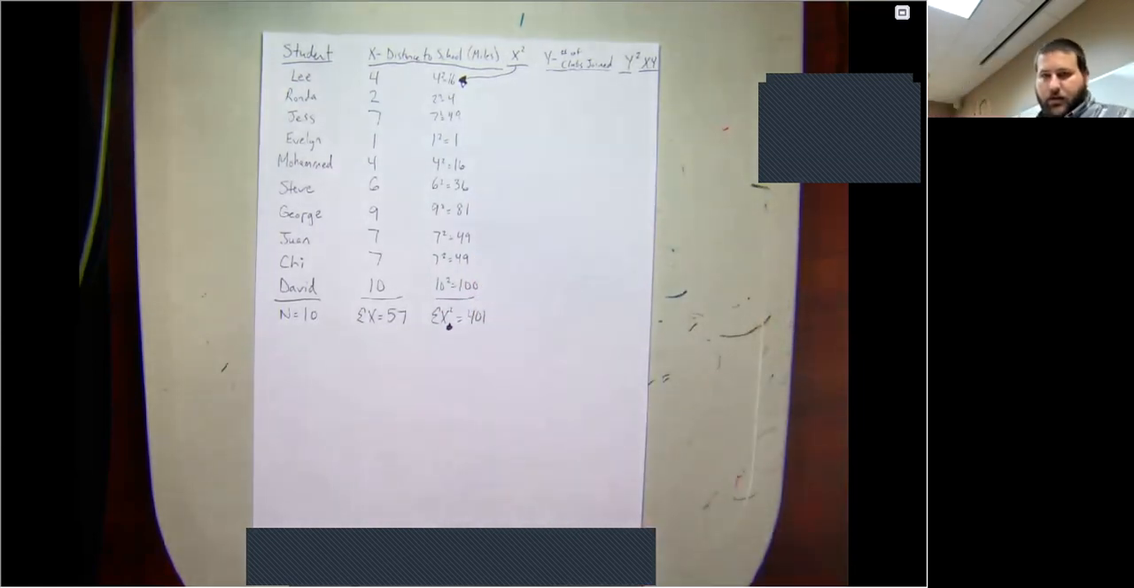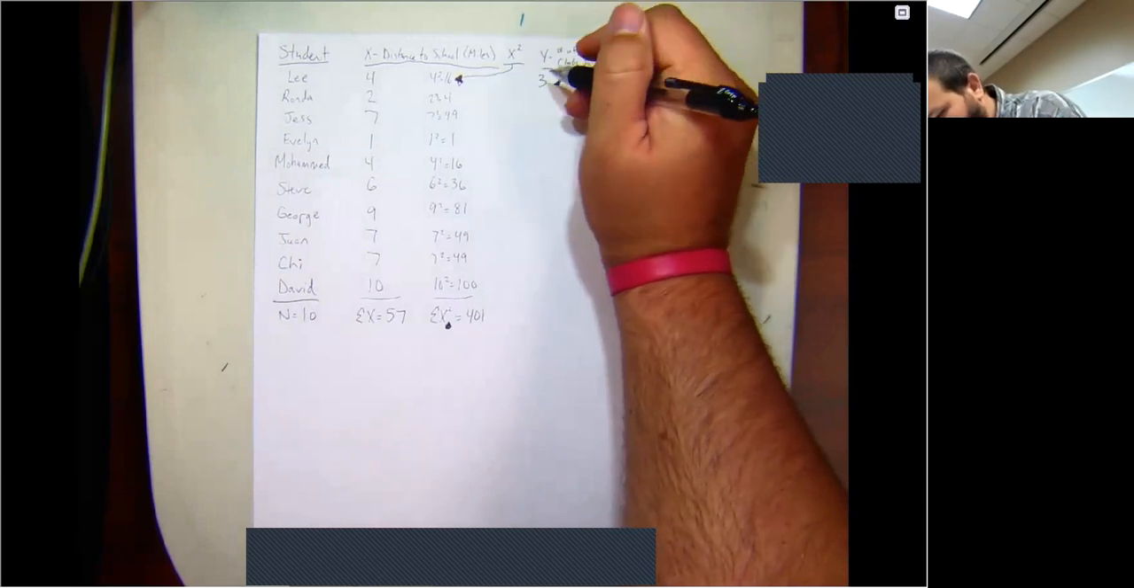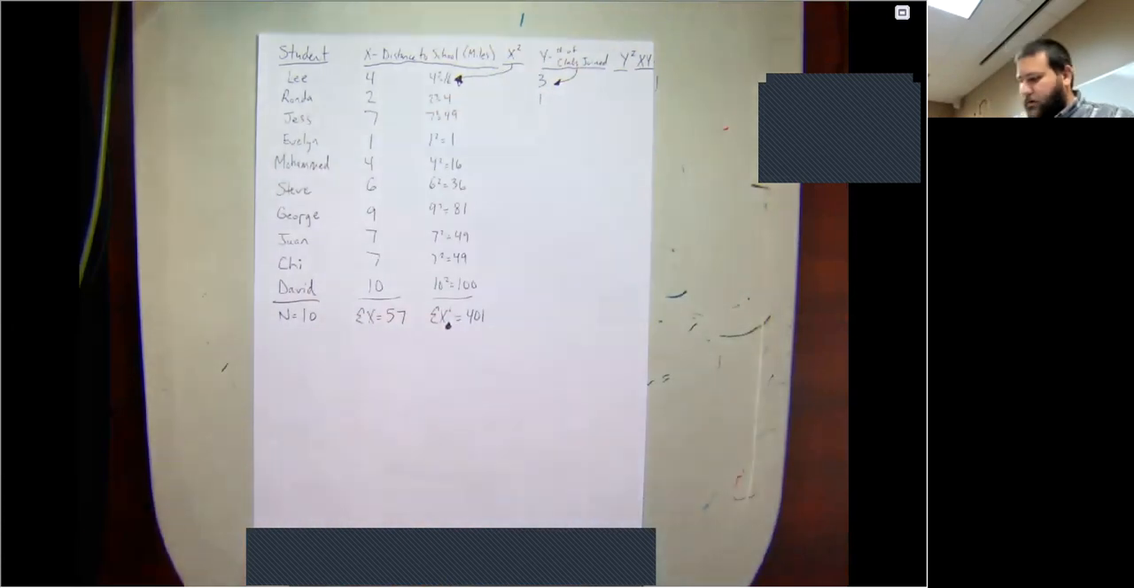All right, and then the number of clubs joined, so I'm going to try to move this over too. Number of clubs joined is 3 for Lee, 1 for Rhonda, and try to keep these on even, keep the X's. Doing this on ruled paper or lined paper helps to make sure that you're keeping your X score and your Y score kind of on the same row.